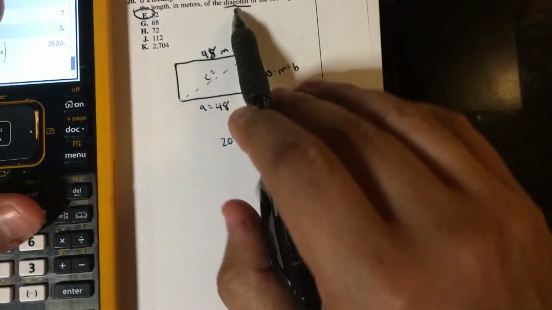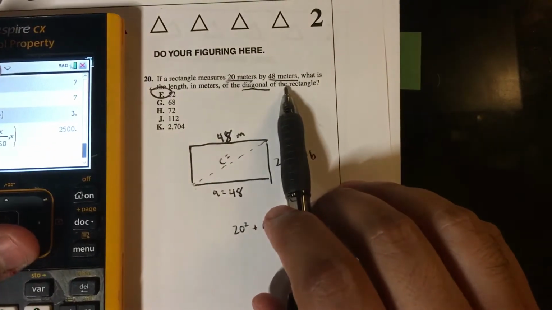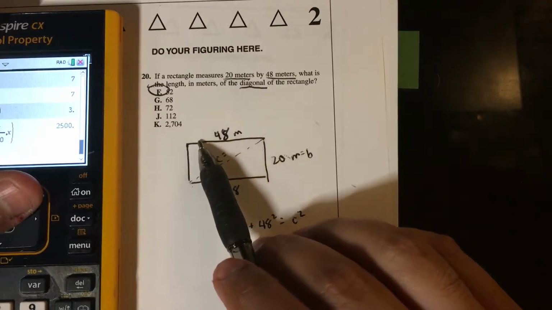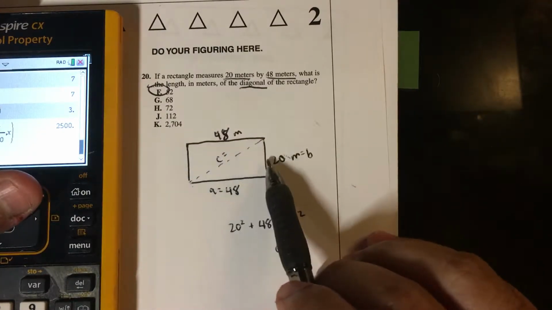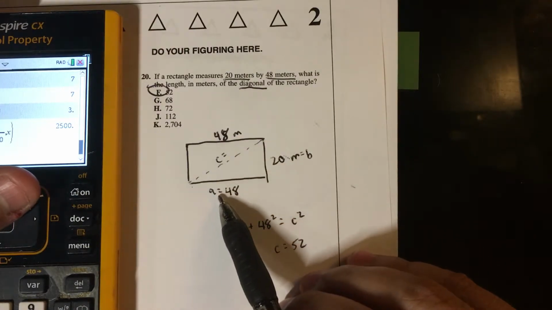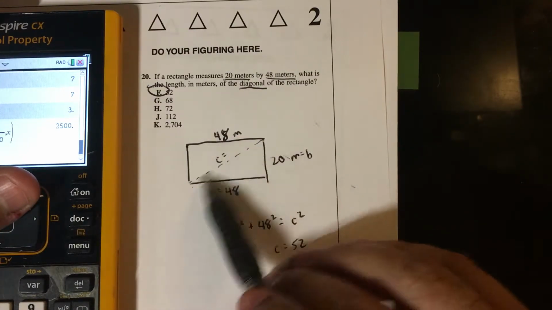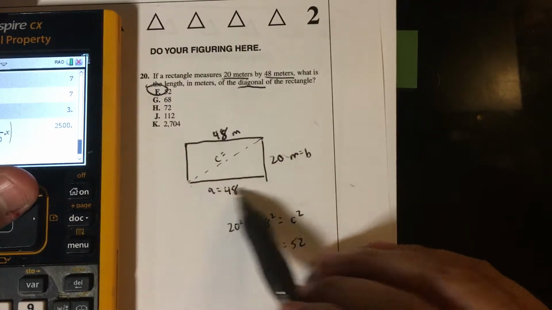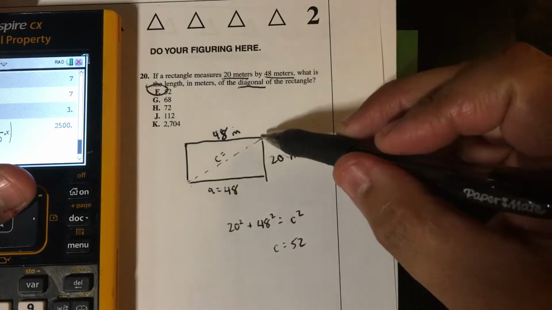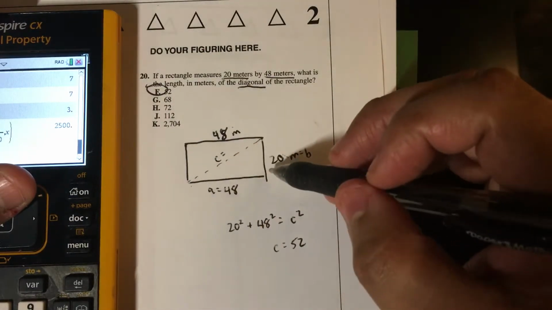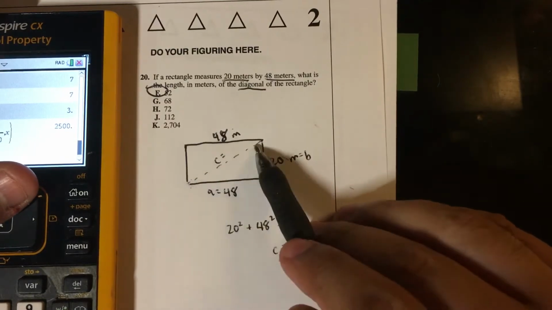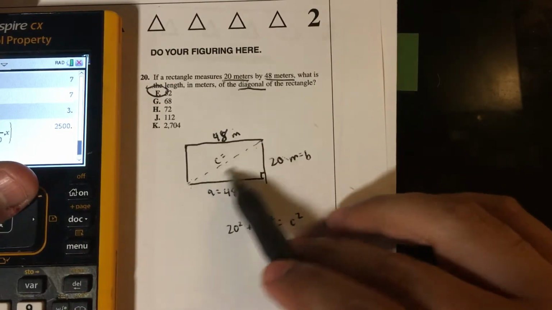Okay? And the last question here. A rectangle measures 20 meters by 48 meters. What is the length in meters of the diagonal? So here, I went ahead and drew a rectangle, one side being 20 meters, another being 48. So if I want to know the diagonal, well, look at the shape I make here, guys. Remember, if you have 48 up here, you have 48 down here for a rectangle, is a triangle. And more importantly, this is a right triangle. So I can use the Pythagorean theorem to find this missing piece, this missing side.